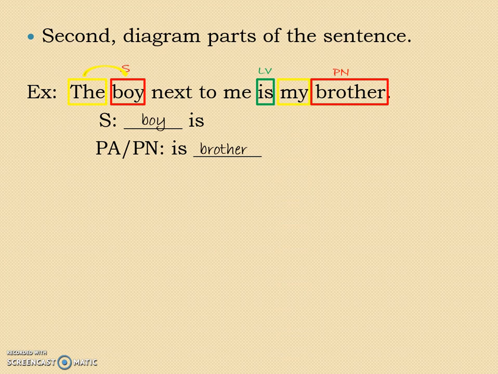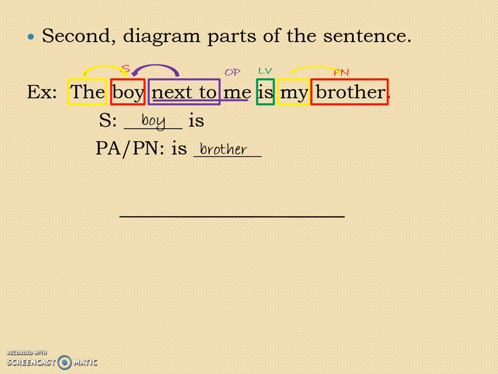We also have the word my here, which while it is a pronoun, it is a possessive pronoun. And possessive pronouns always act as adjectives. In this case, my is telling me which brother. So it is modifying brother. Now we've already indicated next to me as the prepositional phrase, and we have said that it is modifying boy by telling me which one. So we will draw an arrow from the preposition to the word boy.